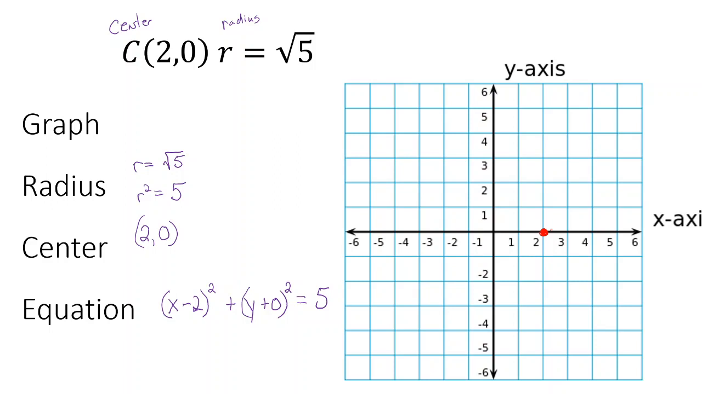So we can find an approximation of that. And the approximate value of the square root of 5 is 2.23. So about 2 1/4. So from there, I'm going to go 2 1/4 over, 2 1/4 down, 2 1/4 to the left, and 2 1/4 up. I'll connect my dots to try and make them look circular, and I should have a circle. That wasn't too bad, was it?